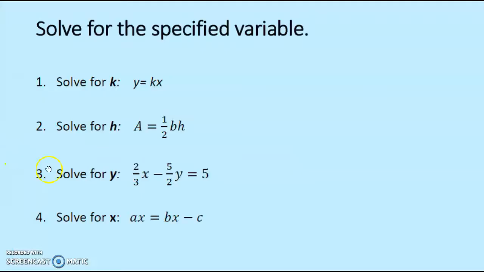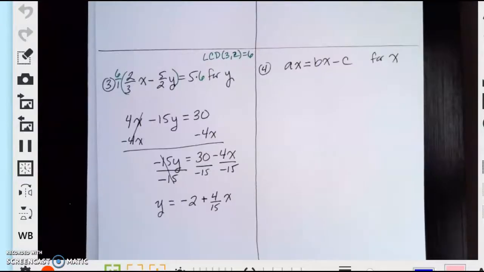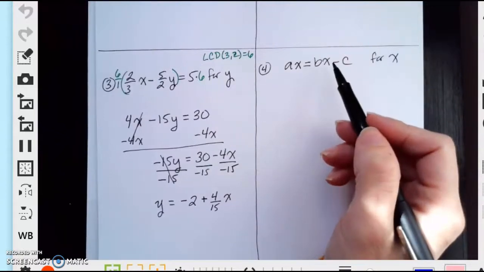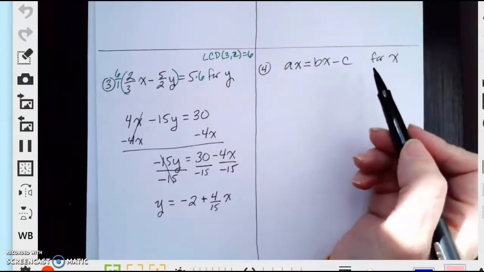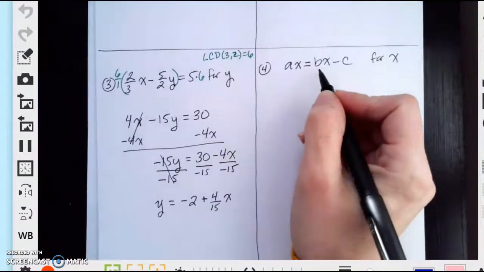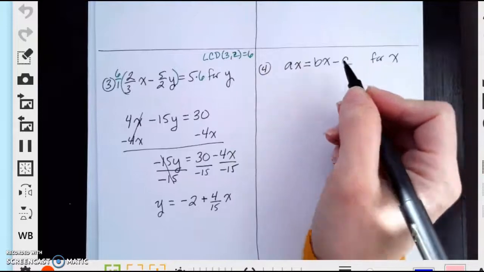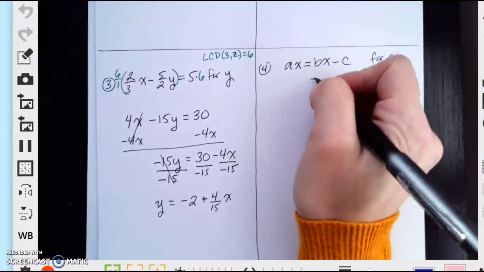All right, in our last example, we're solving for x in the equation ax equals bx minus c. Here I have the variable that I'm looking for in two different terms. This is probably one of the hardest examples like this, when the variable that you're solving for is in two different terms. The first thing you want to do is get the terms that have the variable isolated. Since I have this bx on the right hand side and that has another term that doesn't have x, I'm going to subtract bx from both sides.